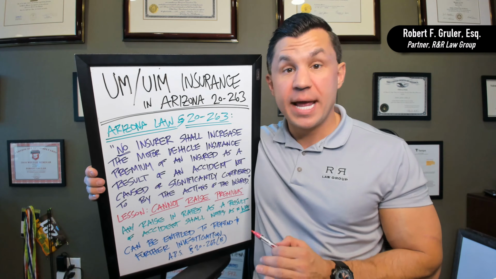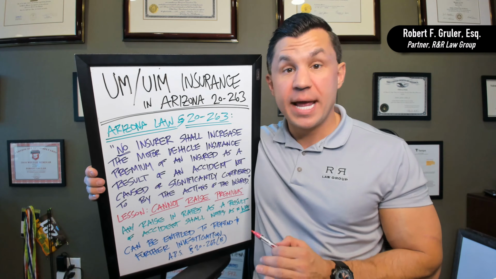But specifically, what we're looking at is: what happens if you are in an accident and you are not able to recover from the party who hit you, the party who was at fault? They hit you, you are injured, you have property damage and personal injuries, but their insurance is not able to cover all of the damages. You have substantially more injuries.